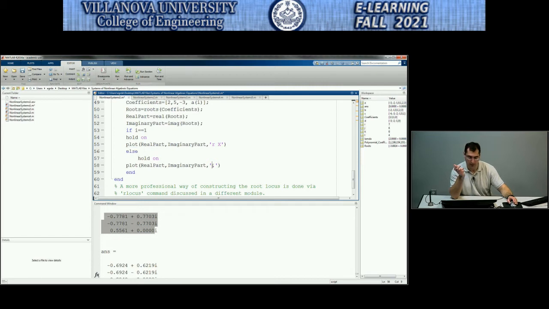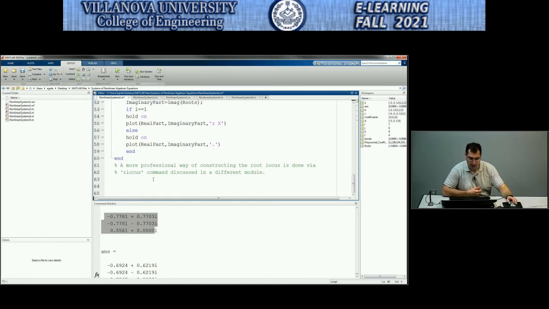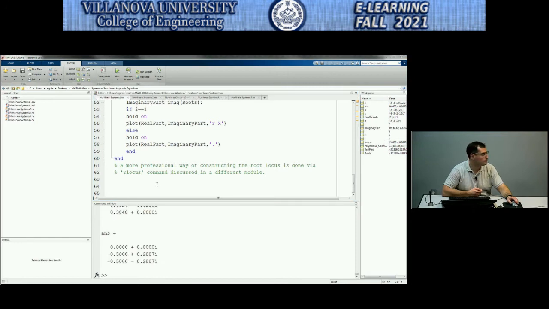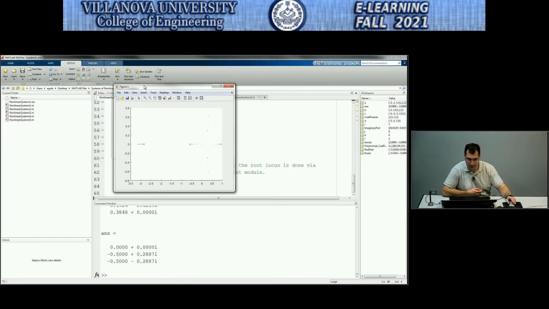And don't forget to hold on, because otherwise MATLAB will erase the previous plot and put a new plot on top of it. So in order to prevent that, you use the hold on command. That way, when you plot it, it looks something like this.